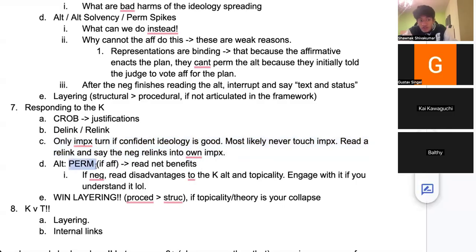Against the alternative, you want to perm the alternative. You can say we can do the alternative too, like we can do your historical materialist perspective too. But the reason why we're better is because we do policy as well. And the disadvantages are because of this, whatever, the state criteria movement, the state's inevitable.